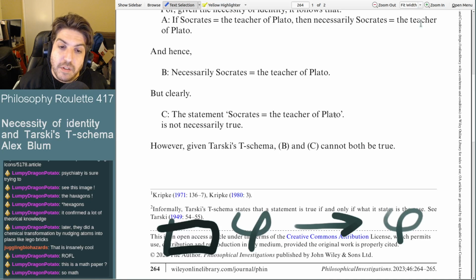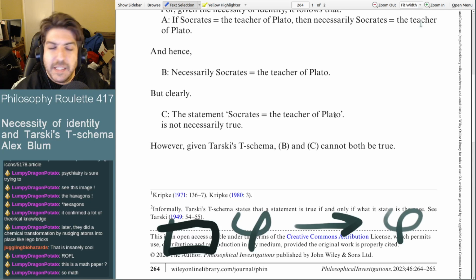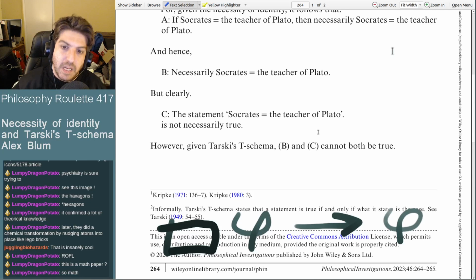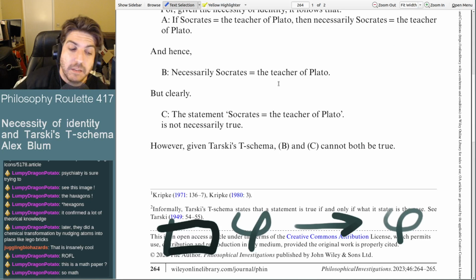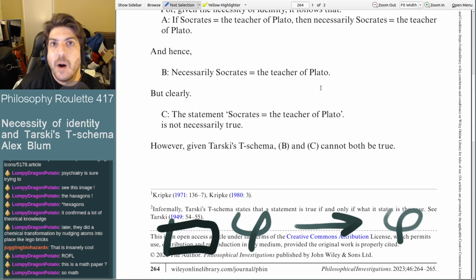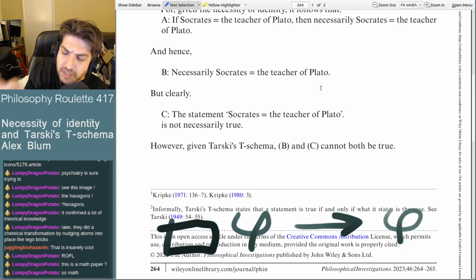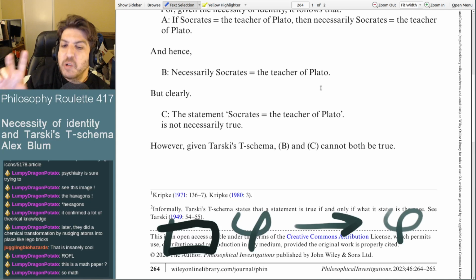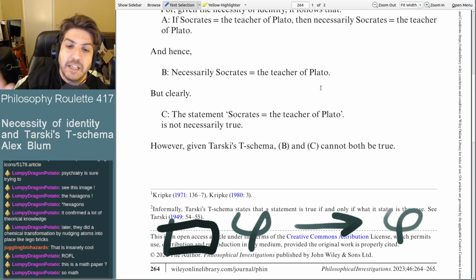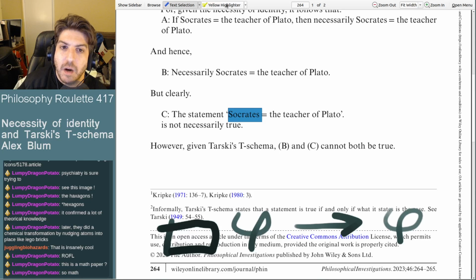Okay, so you're saying, look, it is necessary that the person Socrates is the teacher of Plato, but the statement about it could have been otherwise. So we're talking right now at the object level. The person that is Socrates was necessarily the teacher of Plato, because that was part of how we define Socrates. But if we're talking about the statement of it, then the statement could be about anything. It depends who you are referring to in Socrates. So this is the whole critical thing here.